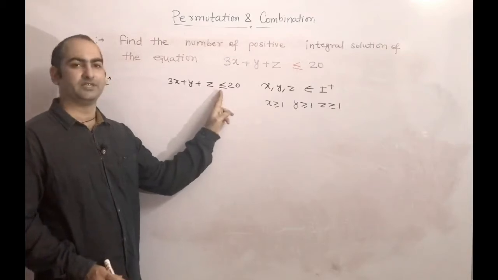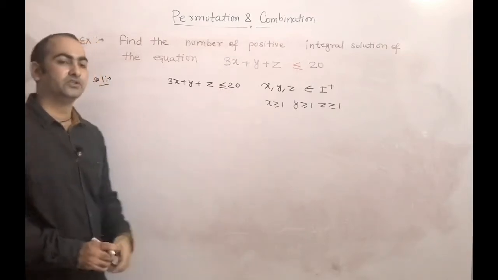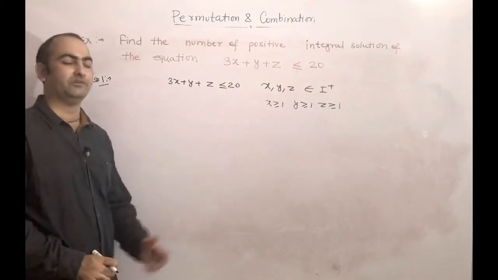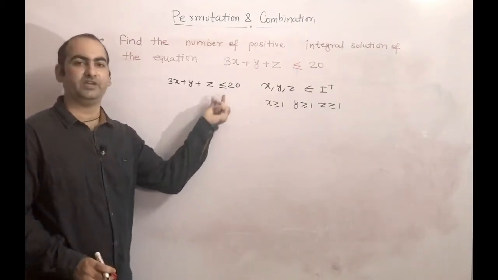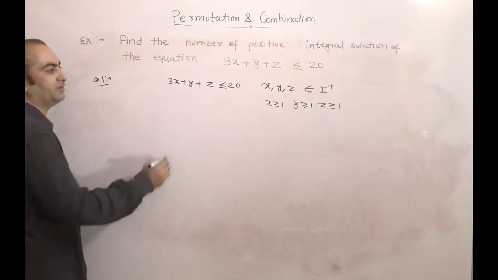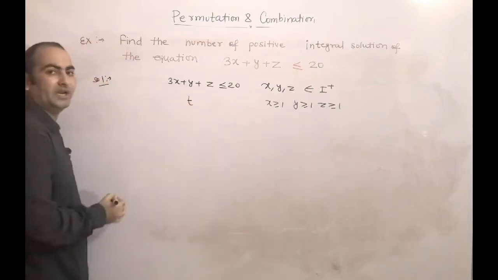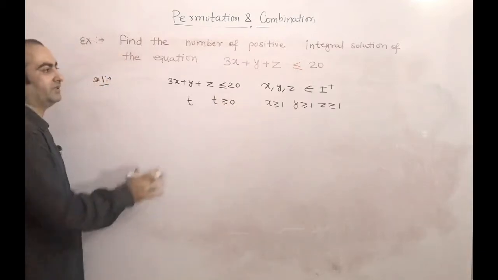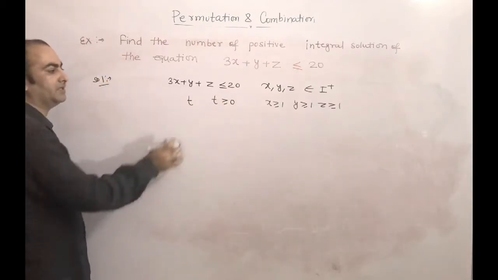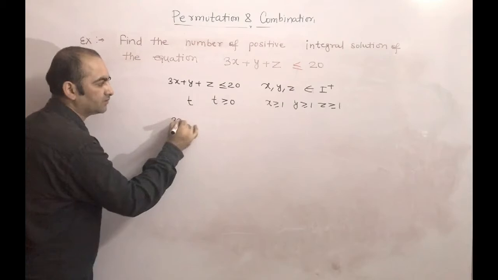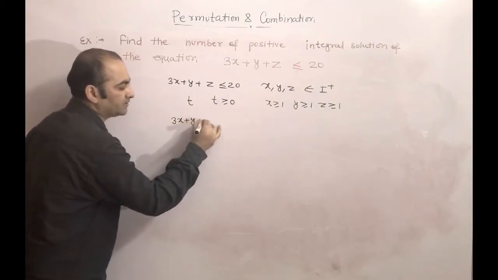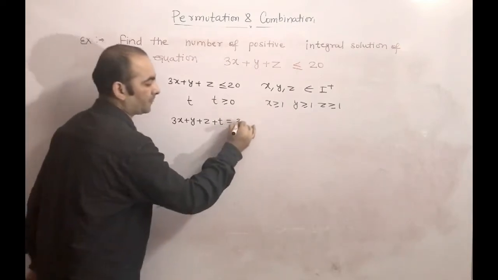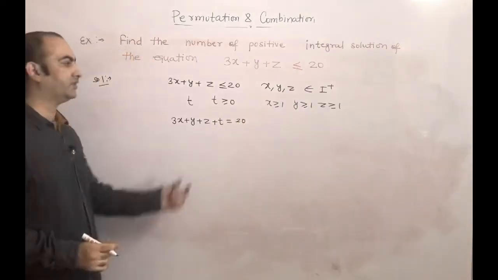We have an inequality here, less than or equal to 20. To solve this one we have to use a dummy variable, as we discussed in previous problems. We are using the dummy variable t, and t should be greater than or equal to 0. So in this equation we add the dummy variable t, and what will come is 3x + y + z + t = 20, where t is greater than or equal to 0.